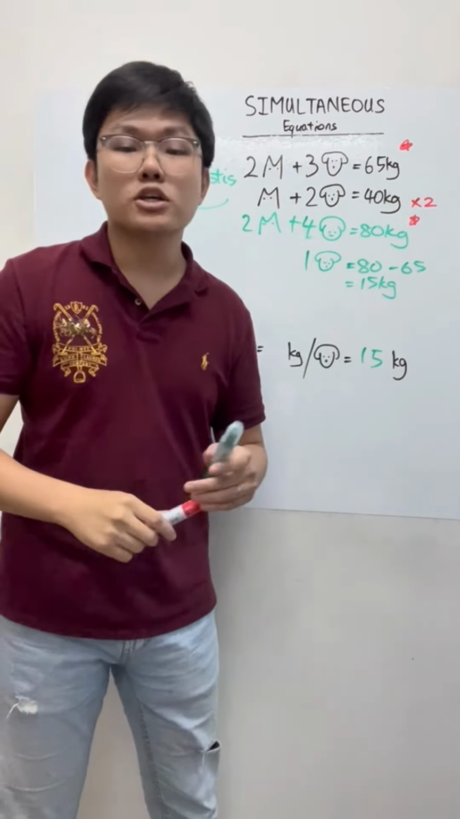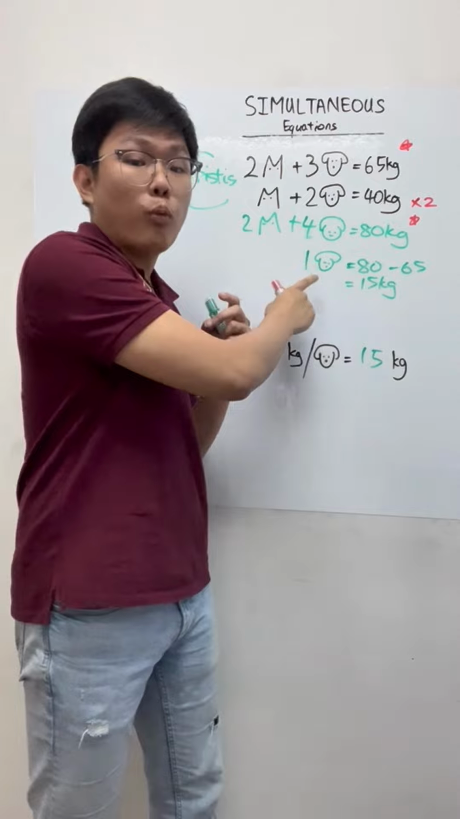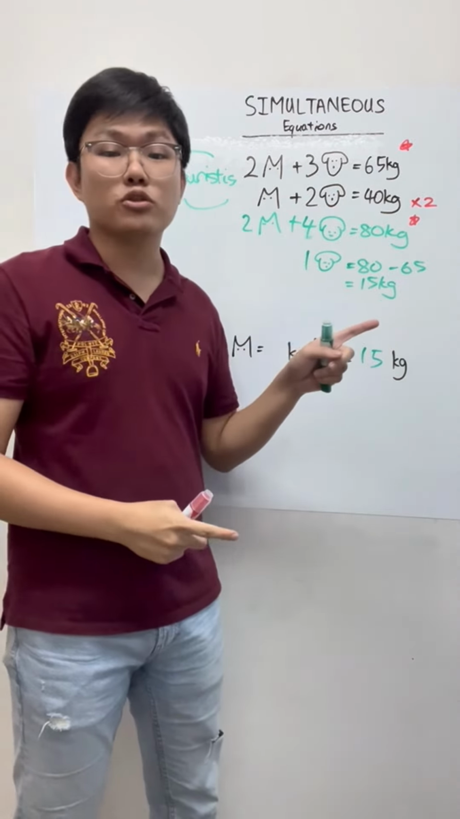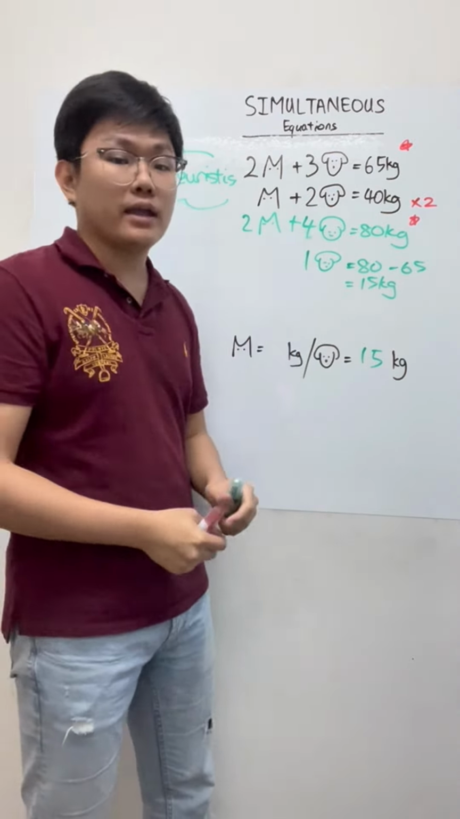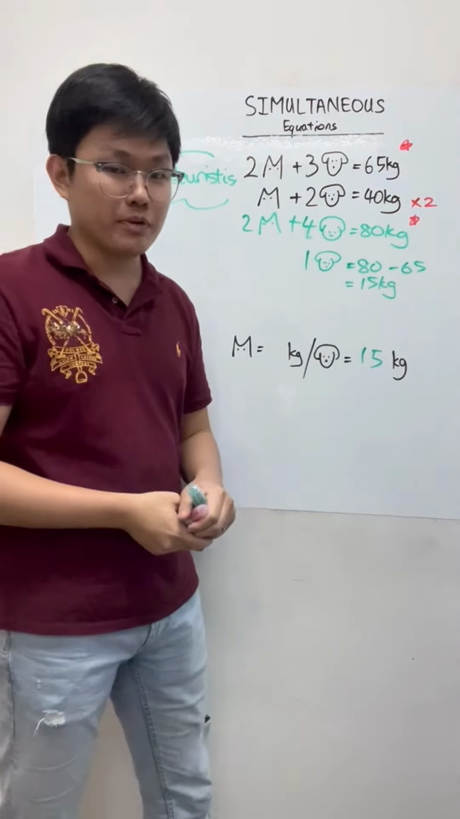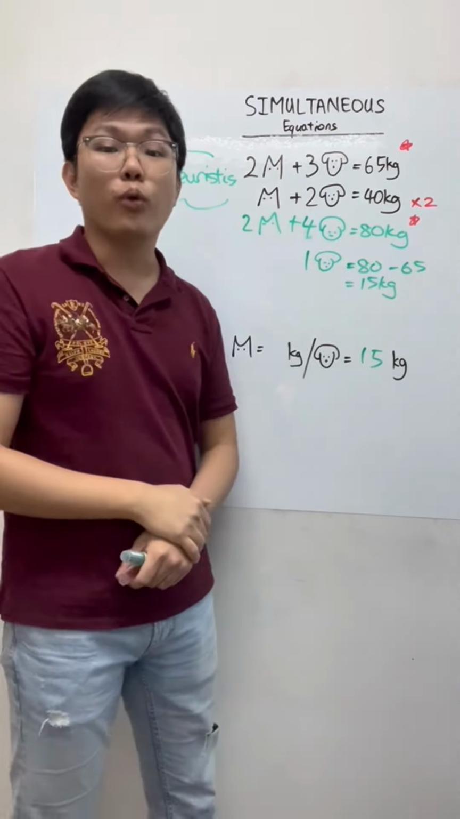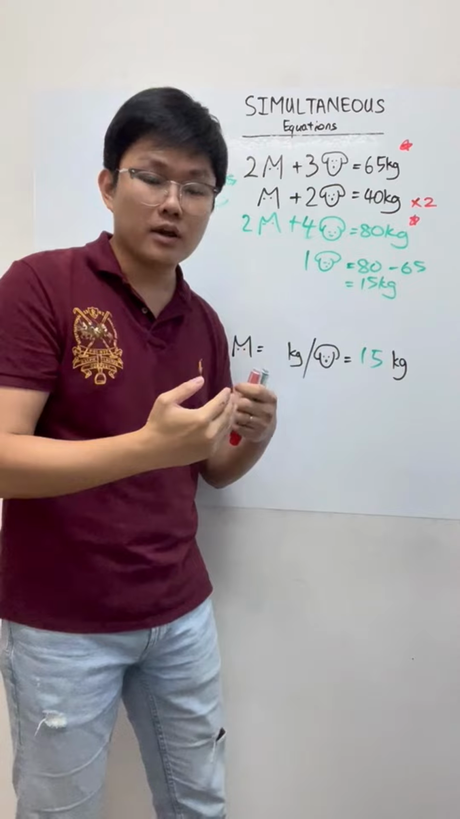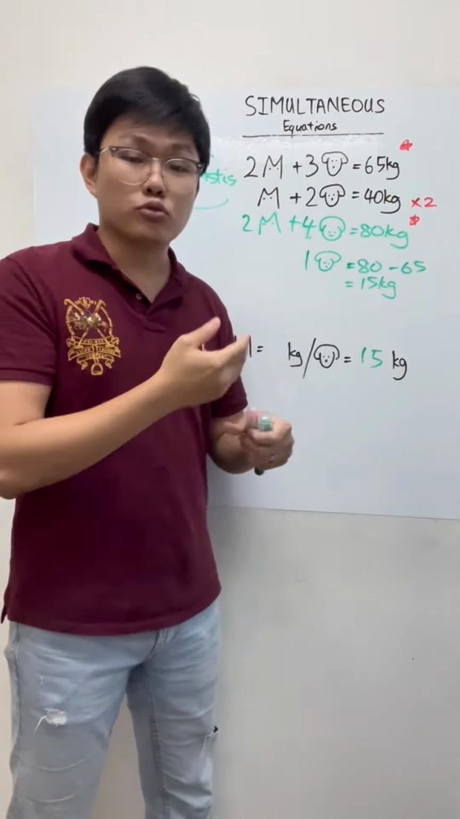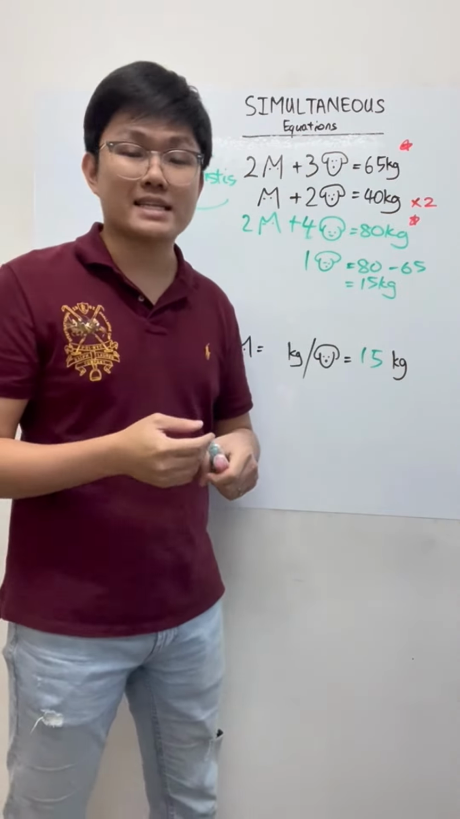Now, what about the cat? So this is where, once we've obtained the value of one of the unknowns, we can substitute back into the earlier equations to solve. And which equation would we prefer? We actually prefer this second equation. Why? Because the values are smaller. The values are smaller, it is easier to do the calculations and also makes less careless mistakes.